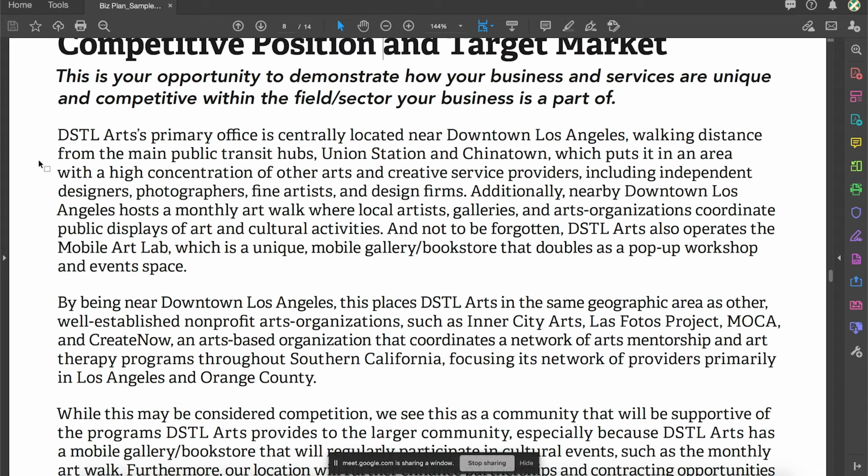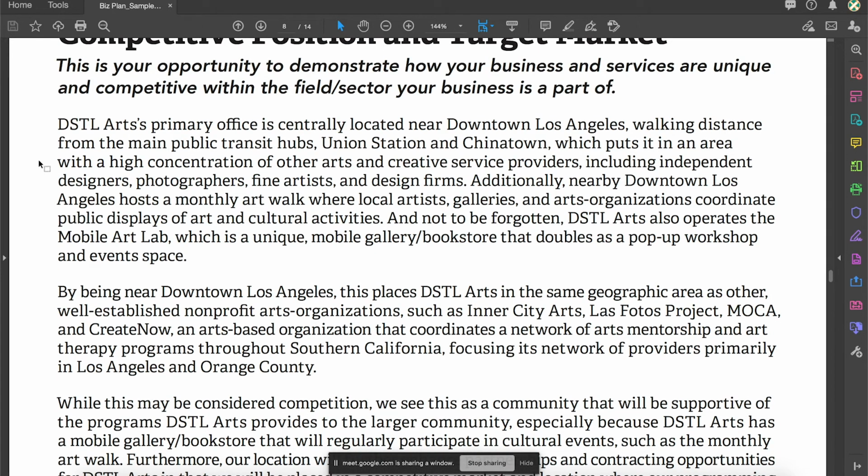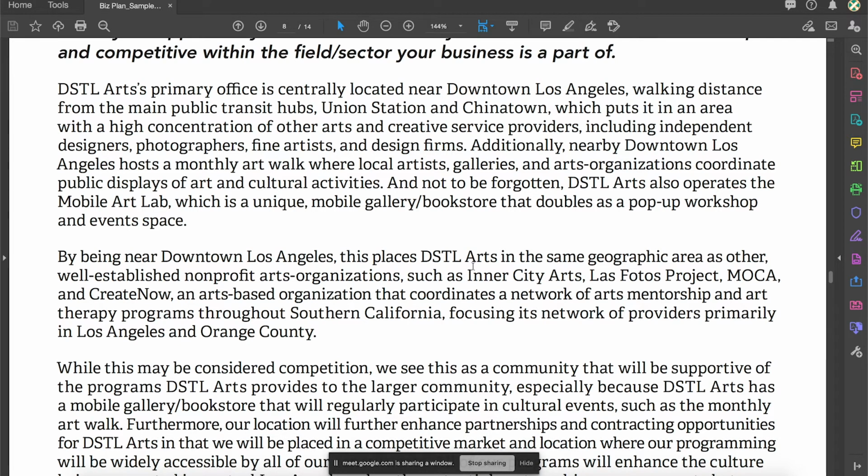Now, here for Distill Arts being a nonprofit, we still have competitors. We still have other organizations, and I listed them in this paragraph. Being in LA, there's a lot of nonprofits that do very similar work, like Inner City Arts or Las Fotos Project. Even museums can be considered a competitor because they're a nonprofit, and they can also do arts workshops and that kind of thing. But what makes Distill Arts different is the approach that we take to providing mentorships, and the approach that Distill Arts takes in publishing people and teaching workshops. All of those things make us very unique and special. And so that's really what I try to highlight in this section.